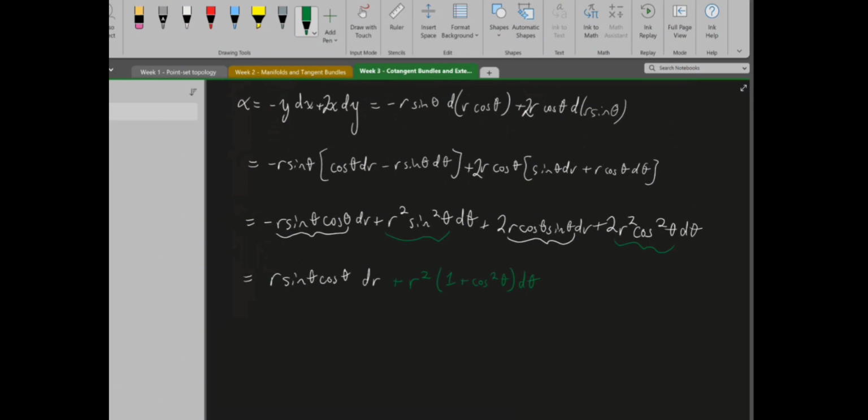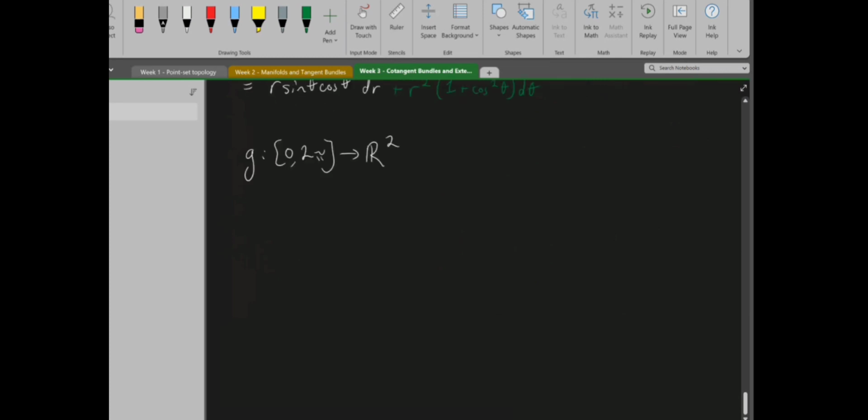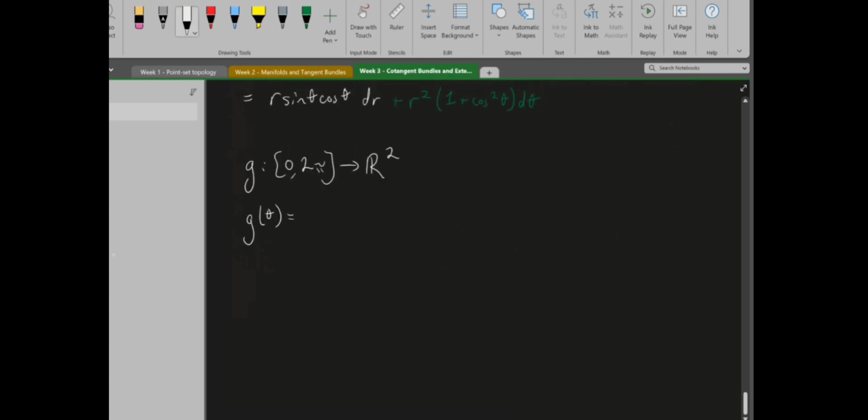Now, when I integrate this around, firstly we have to figure out what g is, right? So g eats theta, and it's a map from 0 to 2 pi. So this is the parameterization of the circle. And the circle is one-dimensional, so it needs to have a parameterization being a subset of R, and it's going to map to R2, and it's given by this. G of theta equals (1, theta).